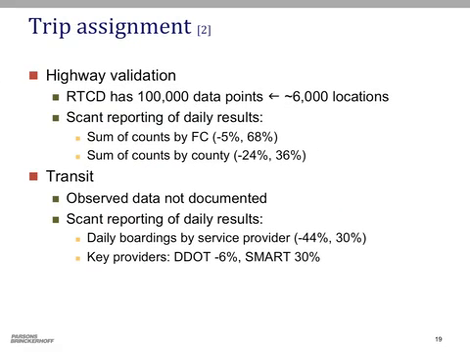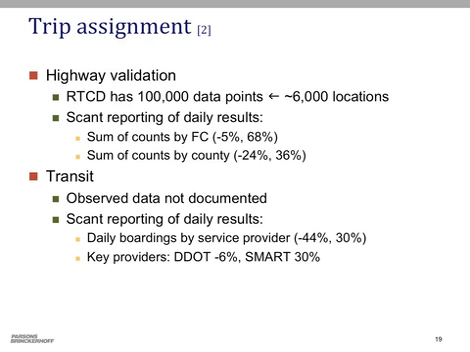When we look at the trip assignment, on the highway side, their regional traffic count database has about 100,000 observations in it that line up to about 6,000 count locations. So a very adequate sample from which to assess the model. Paradoxically, they have rather scant reporting in the E5 documentation of the daily results of the assignment process. They sum the counts and do a comparison by functional class and by county, and you can see the error ranges there. They're not bad. They're not great, but they're not bad.